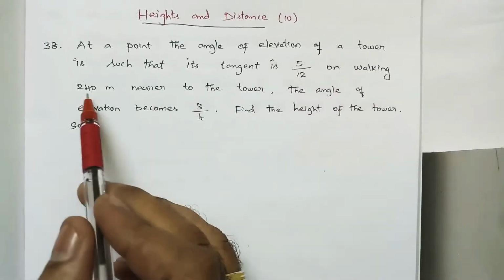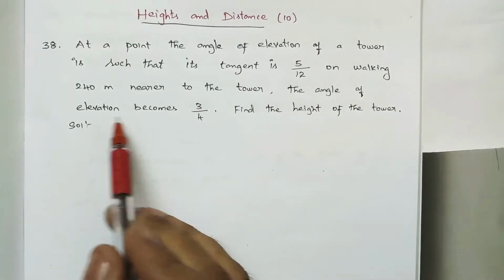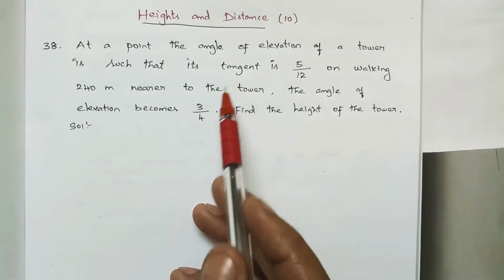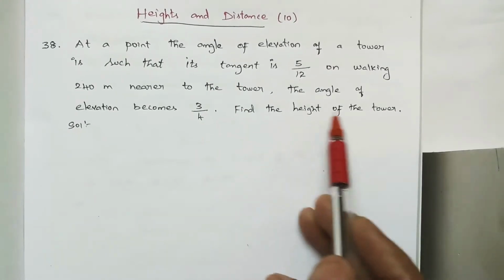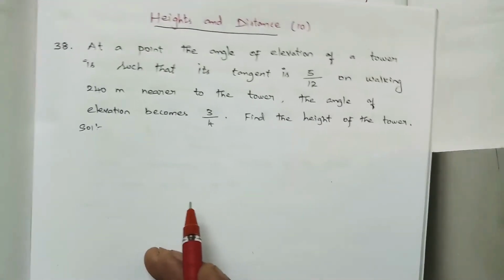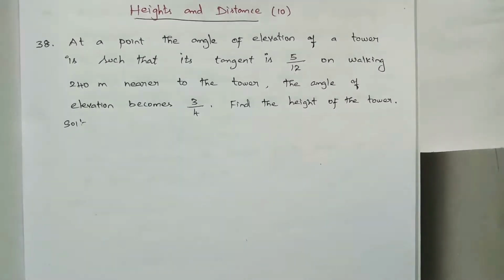On walking 240 meter nearer to the tower, the angle of elevation becomes 3 by 4. The angle of elevation, that is tan of some angle is equal to 3 by 4. Find the height of the tower. So first we can picturize the question, right? And this is a very easy one, but a different model, right? That's all. First we will picturize the question.